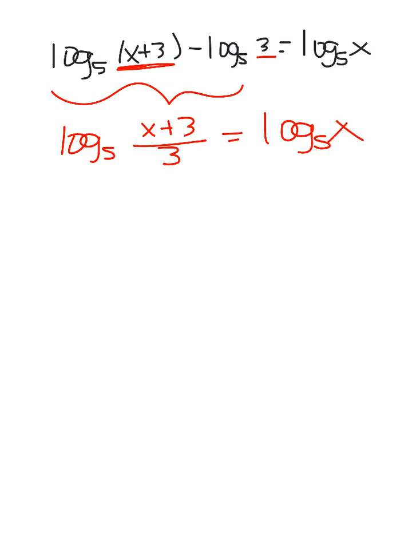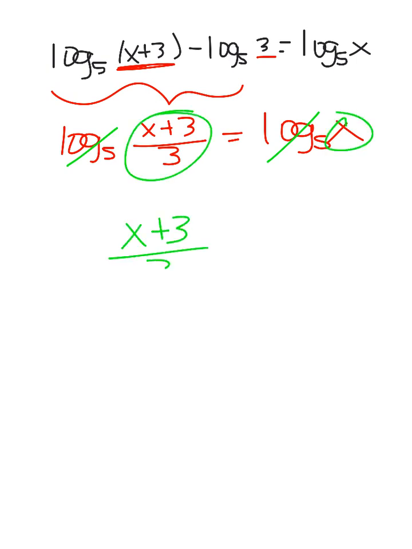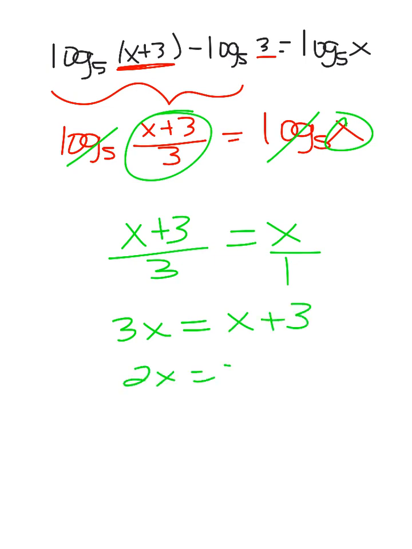So since they're equal to each other, and they have log on both sides, I can kind of get rid of the logs, and I'm just solving to make sure now that these are equal. So x plus 3 over 3 equals x. Cross multiply, sorry, so 3x equals x plus 3. Minus x from both sides, I get 2x equals 3. Divide by 2, we get 3 halves. And make sure you check, and this does check. All right, let's take a look at B.